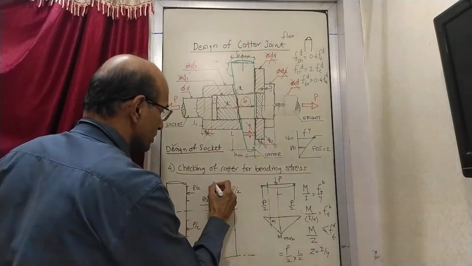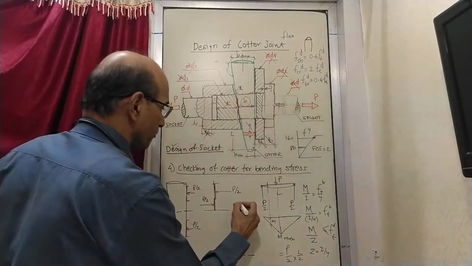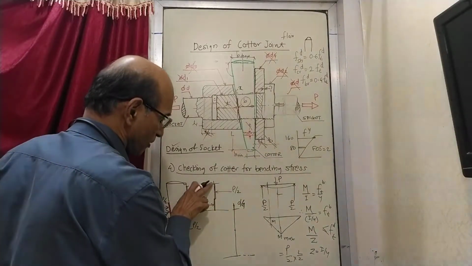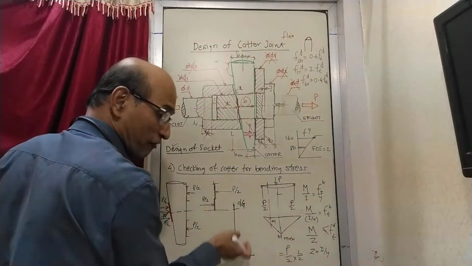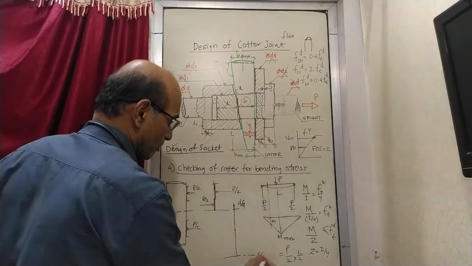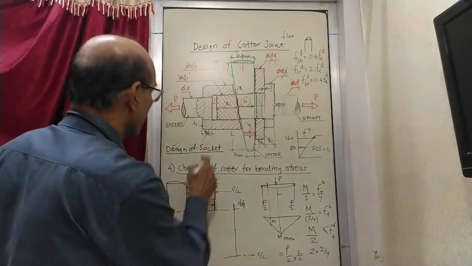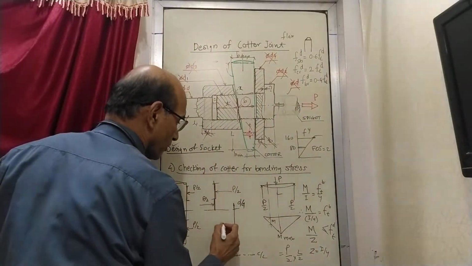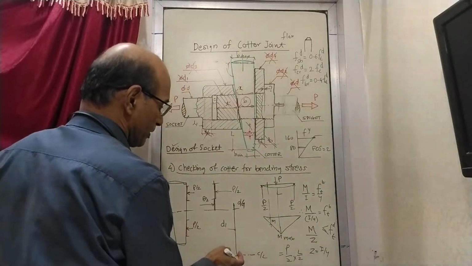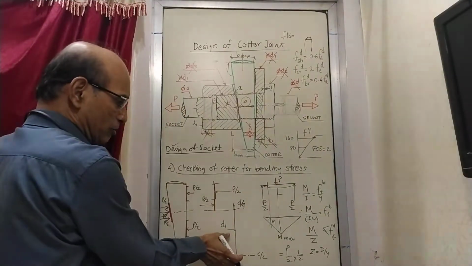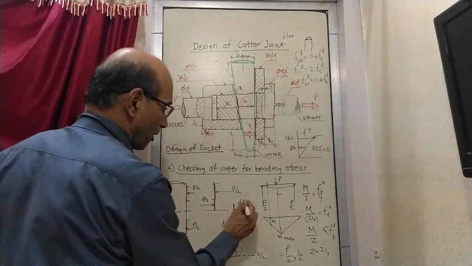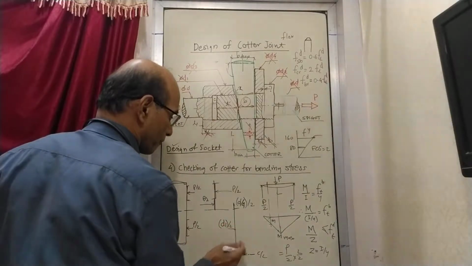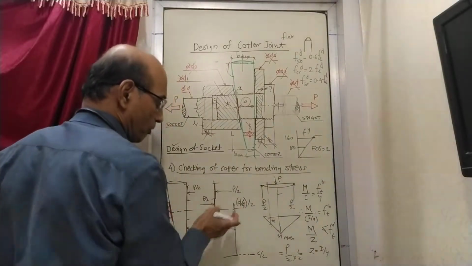Incidentally, this is D by 4. This height is D by 4, of course half of that because it is a center line. Then this size is D1. This is the center line, so this is half of D1, this is D1 by 2. This is D4 by 2. From here, D1 by 2, D4 by 2.